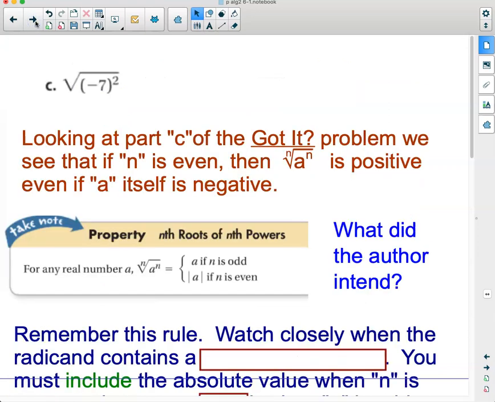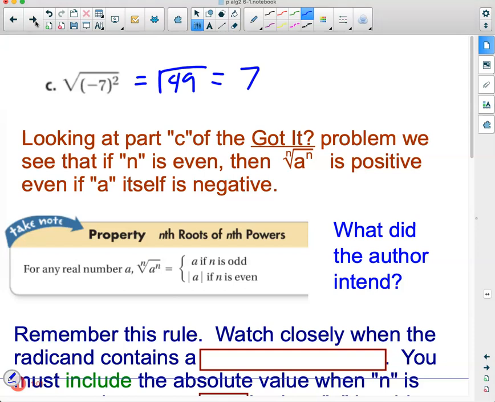One of the things that happened was we came upon part C of the got it problem. It was interesting because this was the only one that seemed to have math that had to be done before we could go ahead and take the square root. We had to treat that radical symbol, that square root symbol, as a grouping symbol, and that means everything underneath it has to be done first. So we made -7 times -7, which is -7 squared, 49. And the square root of 49 is 7.